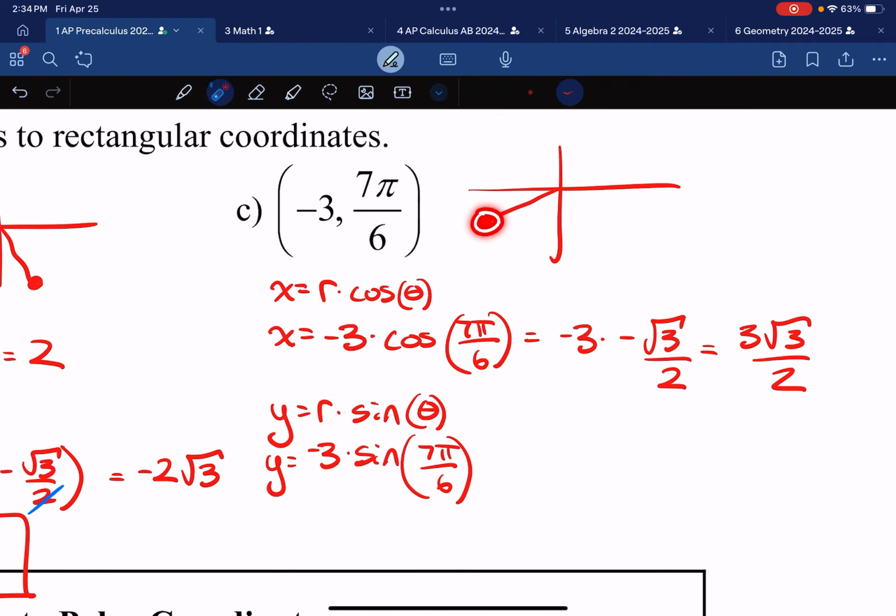I already have it up here. 7 pi over 6 lives right here. Sine is how much up and down I've moved. I've moved down this small amount. If I move down a small amount, that's down a half. Down a half is negative a half.